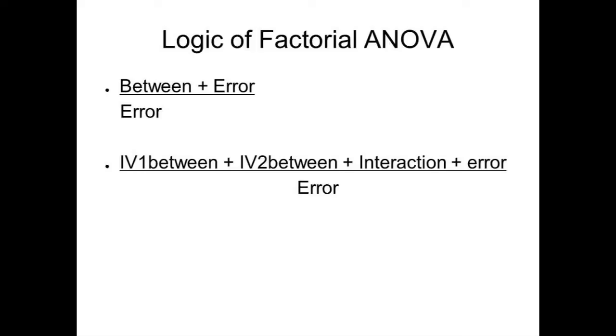The logic of the factorial ANOVA works roughly the same as the one-way ANOVA. In fact, it would no longer be a factorial ANOVA if we didn't have multiple independent variables. It would be exactly the same as the one-way. There would be no difference whatsoever, the same calculations and everything.